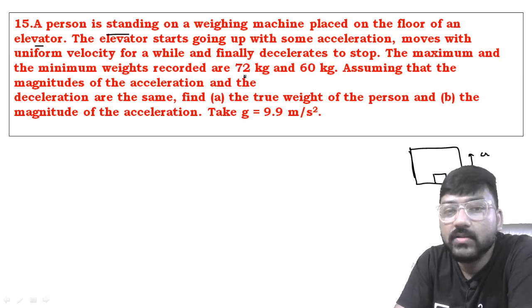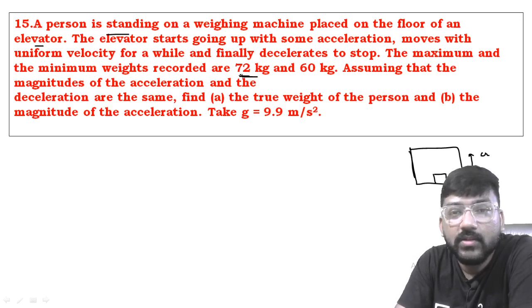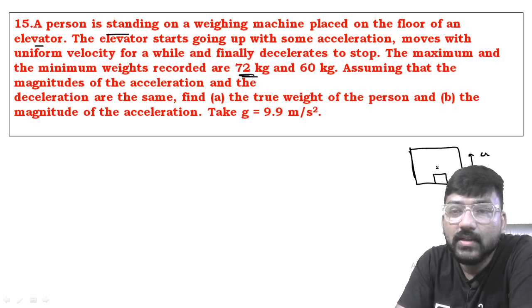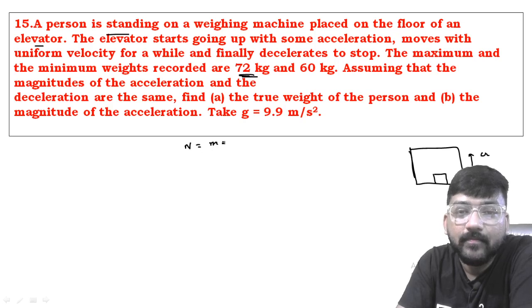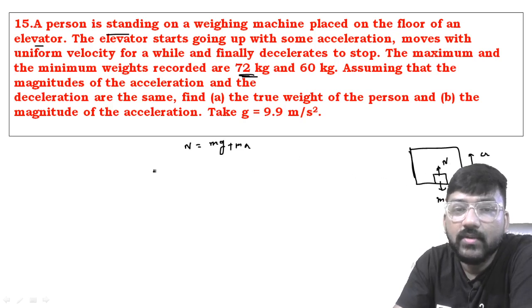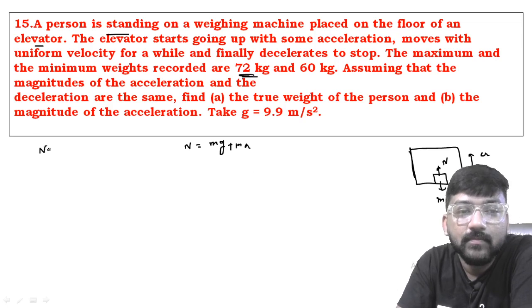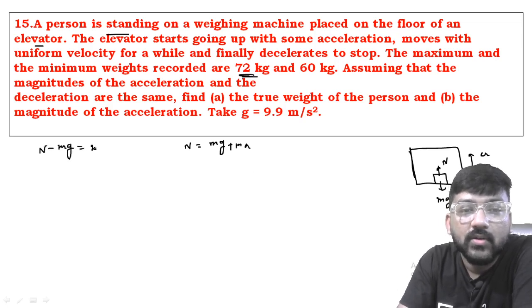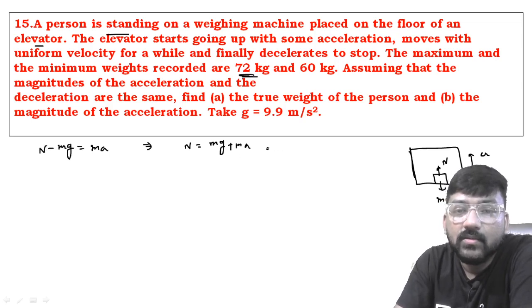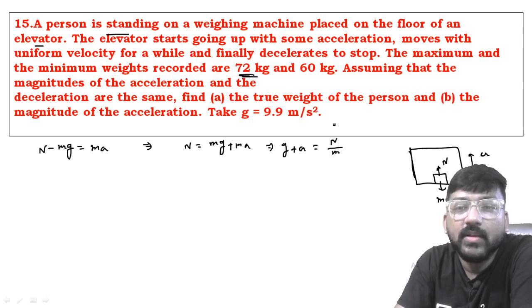The maximum and minimum weights. So maximum weight is 72 kg. So when will that happen? When the elevator is accelerated upwards, in that case the weighing machine gives you the force N equal to mg plus ma, because mg will be in the downward direction and N will be in the upward direction. So you can write the equation of motion: N minus mg is equal to ma, which gives N is equal to mg plus ma. That means g plus a equals N by m, and N is maximum here, so it will be 72 by m.